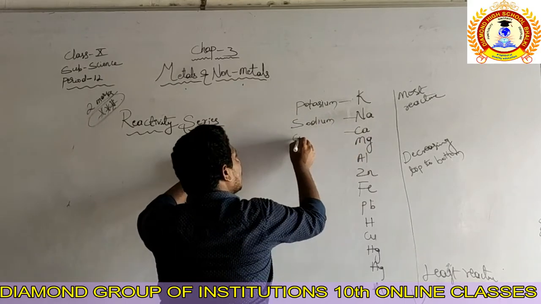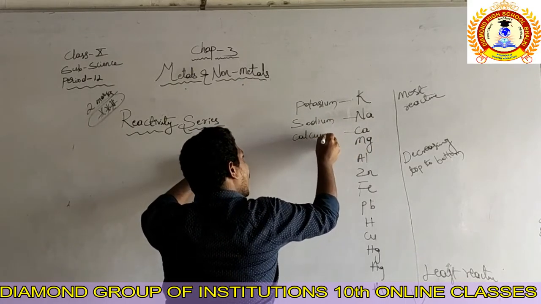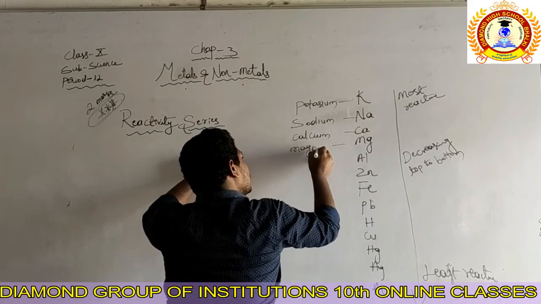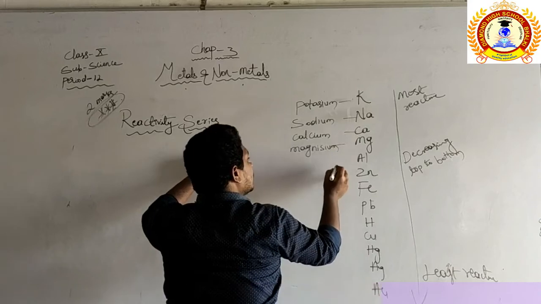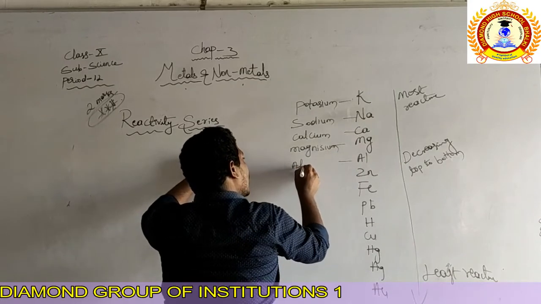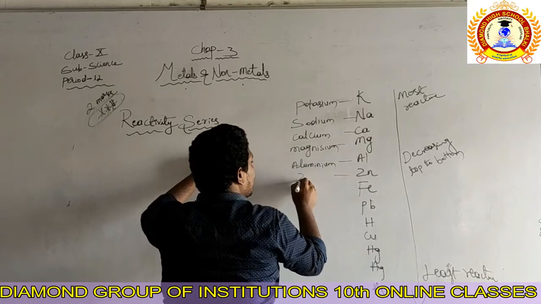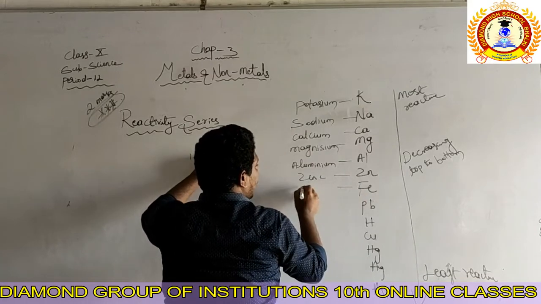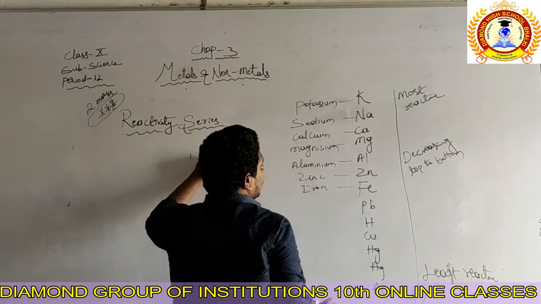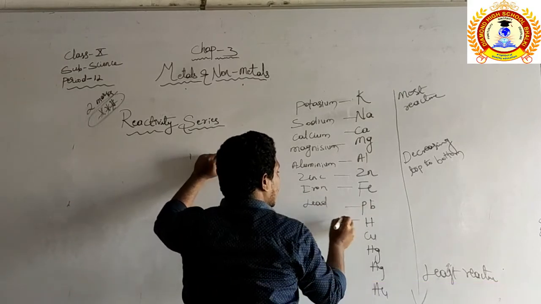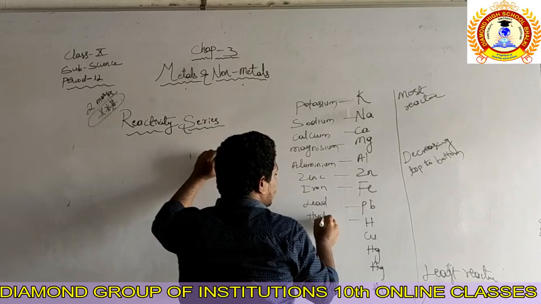Ca means calcium. Mg means magnesium. Al means aluminium. Zn means zinc. Fe, iron. Pb, lead. H, hydrogen.